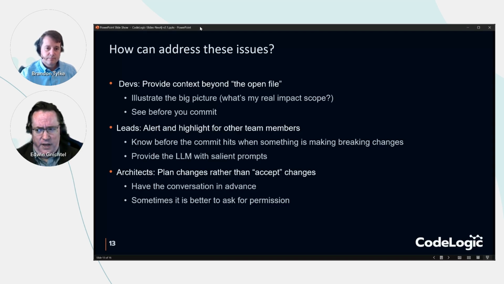From a lead standpoint, it's alerting and highlighting other team members about what's going to happen. Know before the commit hits. And potentially give you information that allows you to provide the LLM with more salient prompts, and perhaps take into account things that you need to take into account that aren't immediately obvious. And then from an architect standpoint, it's planning changes rather than accepting. A lot of the time today, an architect starts off designing this grandiose and beautiful thing, but at the end of the day, as that system evolves and they're supposed to be maintaining architecture and consistency, the reality is you end up having to accept changes because, going back to that original premise, planning is a real problem.